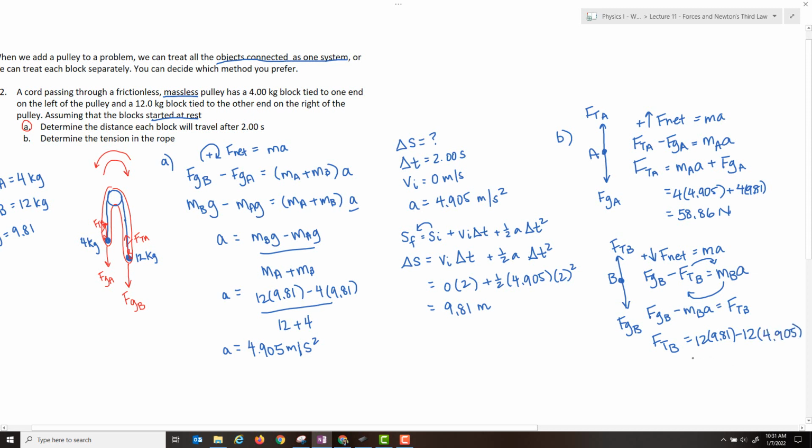All right, so I'm going to type this up. 12 times 9.81 minus 12 times 4.905. And I get 58.86. So of course you only have to do this one time, but I did it both times to show that you get the same answer either way. So the force of tension is 58.86. It's the same tension whether you're looking at the tension acting on object A or object B, since it's the same rope. All right, so that's the tension in the rope. That's the answer to part B.